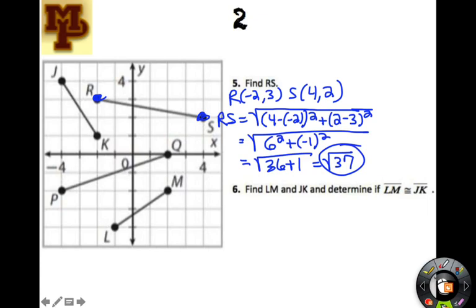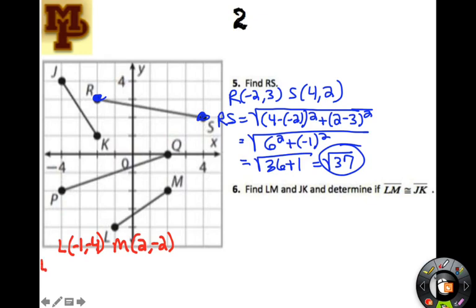The next question, we want to find out if LM and JK are the same length, so we need to find those lengths. So let's do LM. Let's find the coordinates first. L looks like it has coordinates -1, -4, and M looks like it has coordinates 1, 2, looks like 2, -2. Alright, so let's do the same thing.